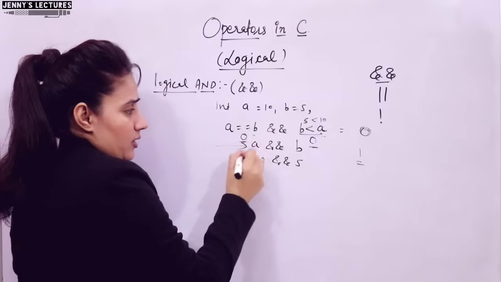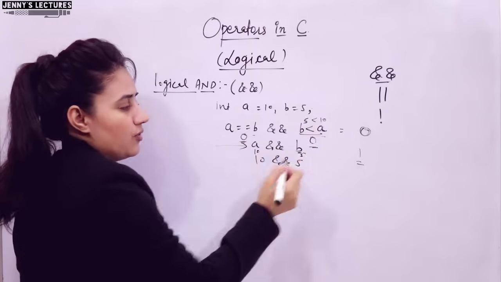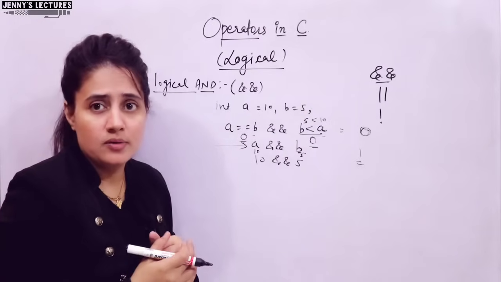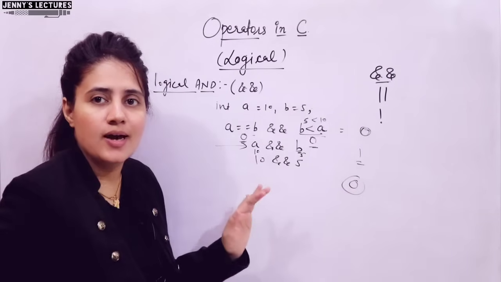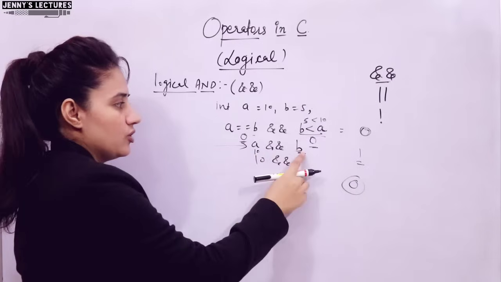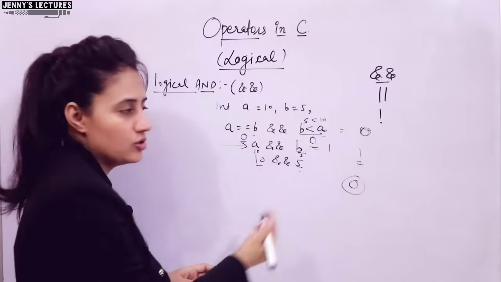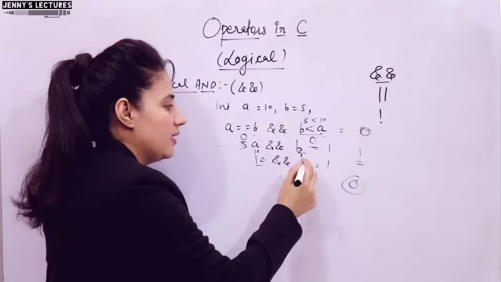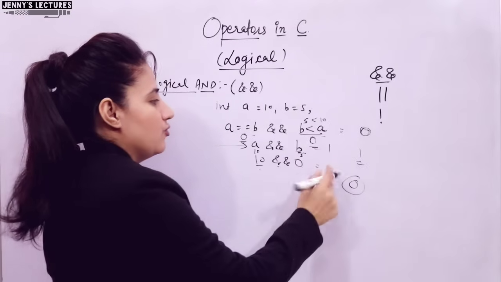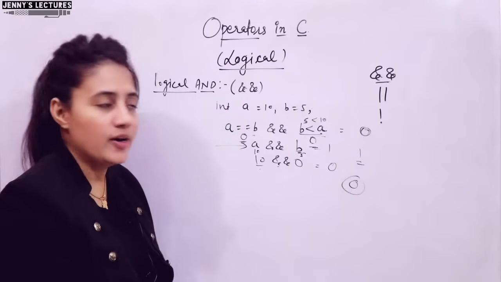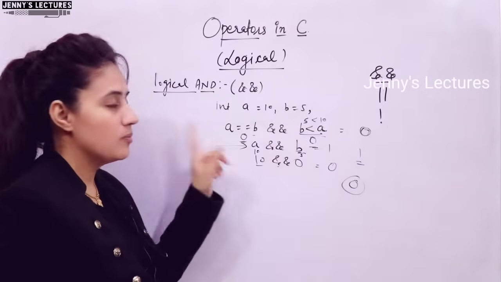Now see, the output of this one, A AND B. A is what? 10. B is what? 5. Now here we are not having 0 or 1, that is fine. Other than 0, if you have any number, it would be considered as true. True means 1. So 10 and 5 is true, because these are not 0, and it will give you 1. If I write here 10 logical AND 0, at this time it will give you what? False, 0, because one operand is 0. For getting a true value, all the operands must be true.